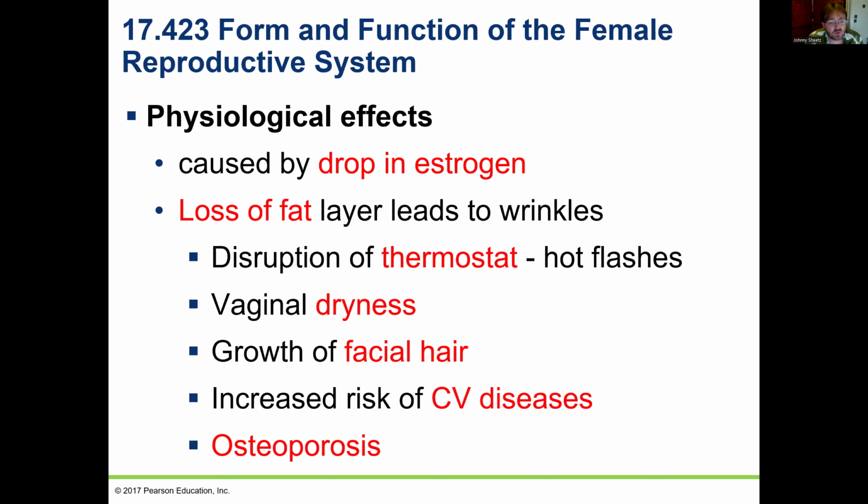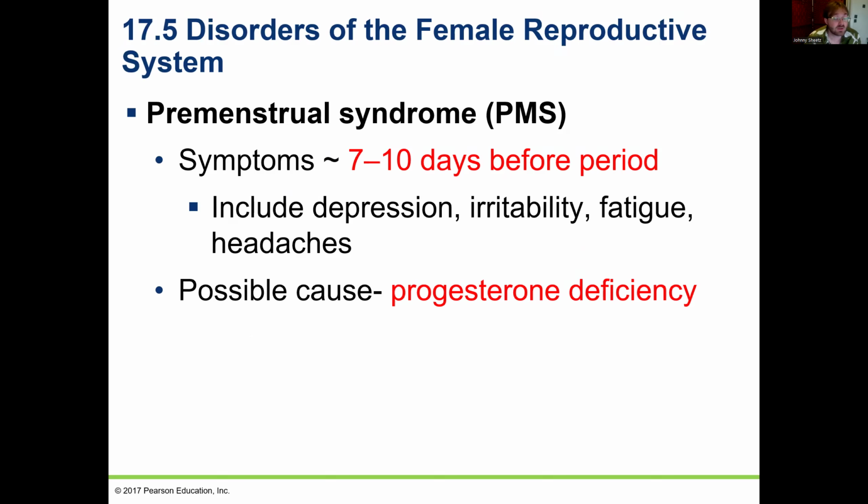So individuals who do not have estrogen might start to get osteoporosis because they no longer have any mechanism to maintain their bone density. Now, premenstrual syndrome, also known as PMS, has symptoms 7 to 10 days before the period. They include depression, irritability, fatigue, headaches. There are many potential causes for it.